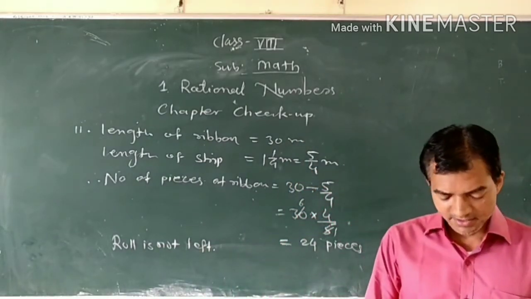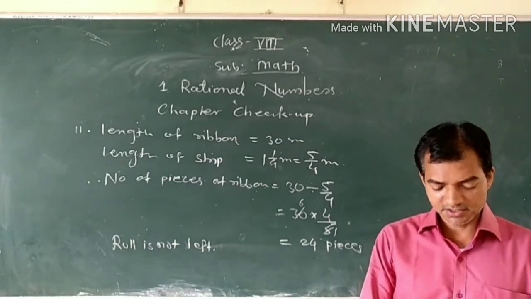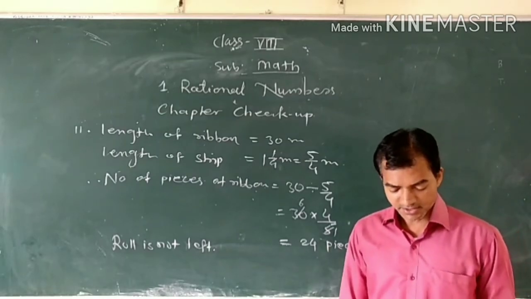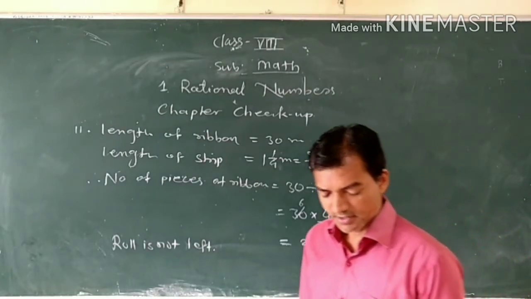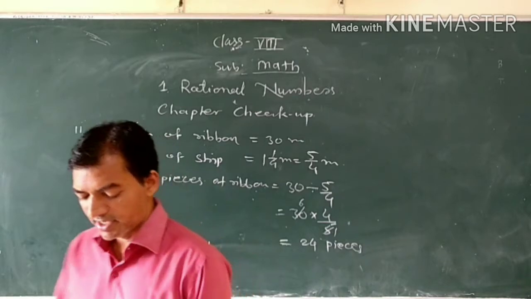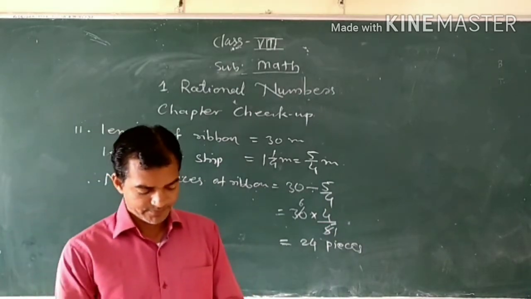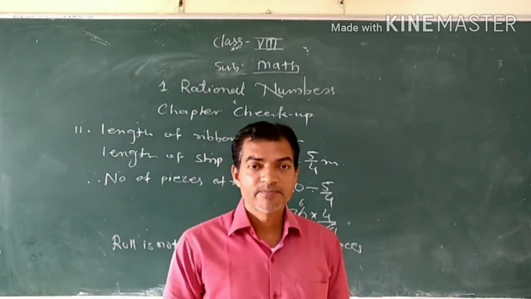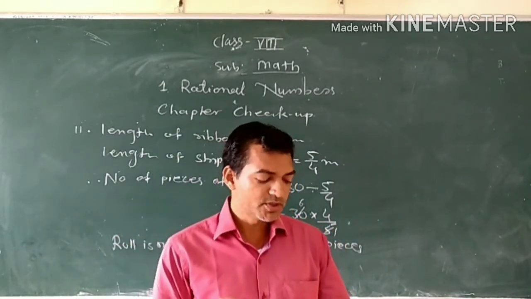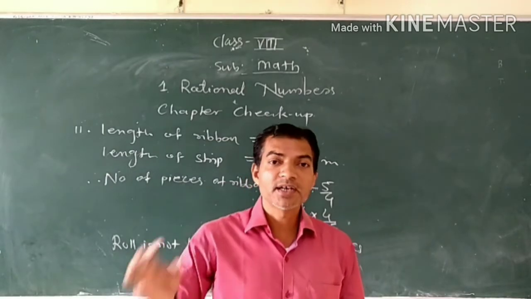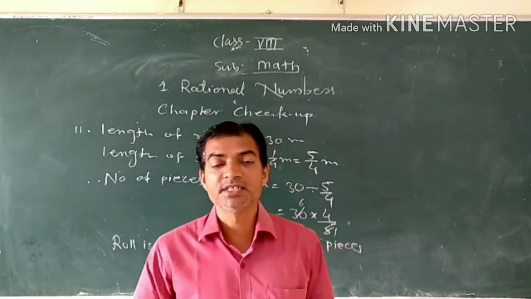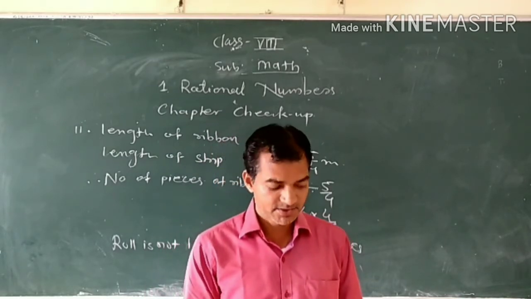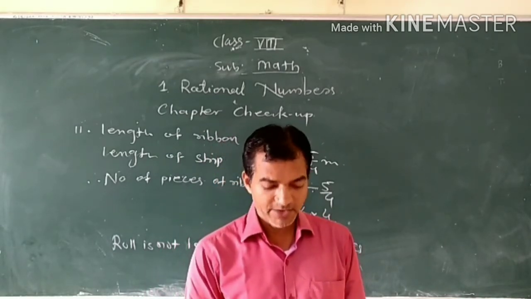Now the last question, see here. Last question, that is, a shirt can be stitched using 2 integer 1 by 4 meter of cloth. How much cloth is required for stitching 9 shirts? Okay, if you want to make one shirt, okay, so you have to use 2 integer 1 by 4 meter. So for 9 shirts, how much cloth is required? That you have to find. Means what you have to do here? You have to do the multiplication. So can you do it? Okay, I will explain you. See here.